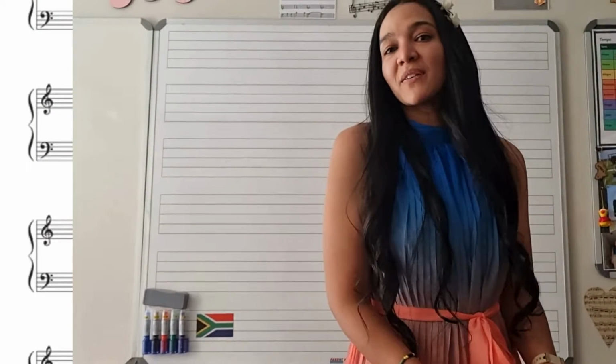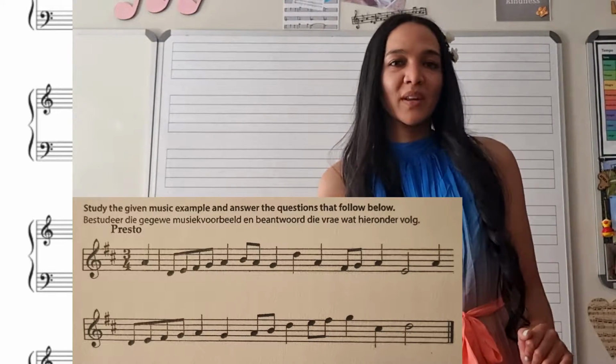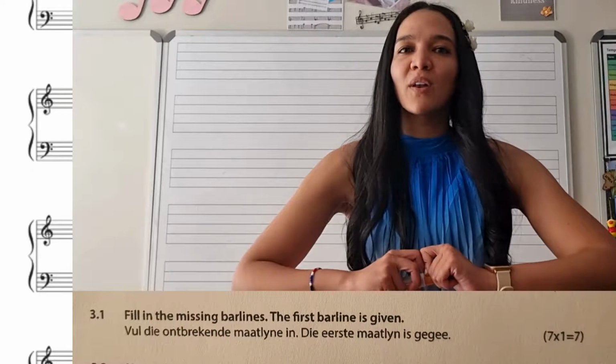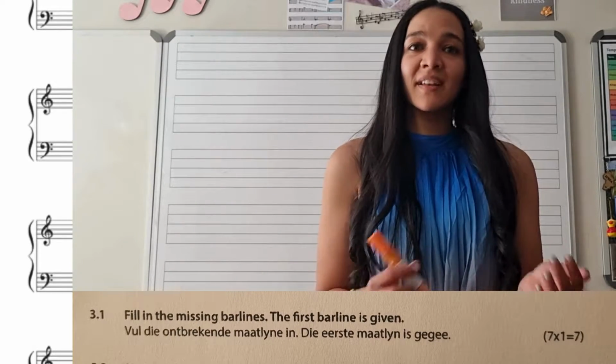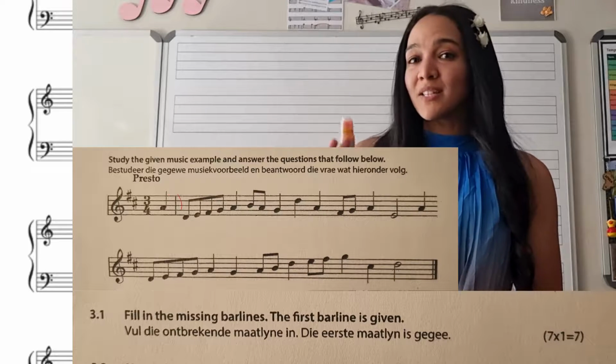In question 3, we are given yet another musical extract, and we have to answer questions according to the extract. So 3.1 asks of us to fill in the missing bar lines. The first bar line is given, and here we are again dealing with upbeats, because just after 1 beat, they draw us a bar line.